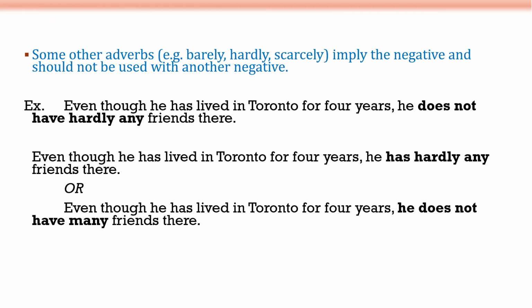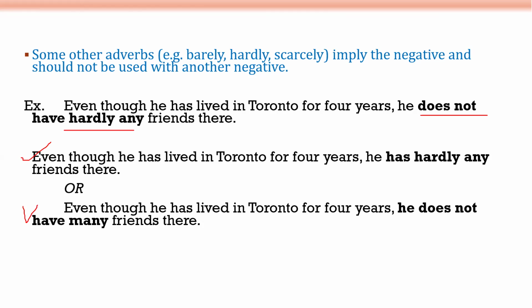Even though he has lived in Toronto for 4 years, he does not have hardly any friends. So, mali yon kasi dalawang negatives. You can't put two negatives in a sentence. Does not is a negative already, and hardly any are also negatives. Okay, so it's either this one or this one.